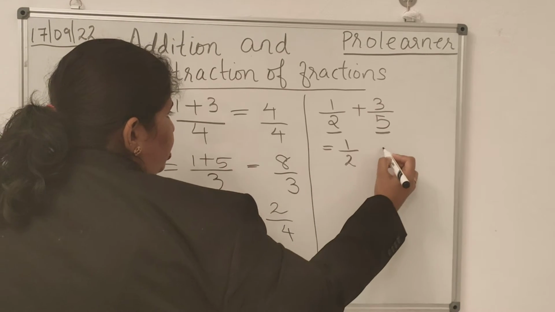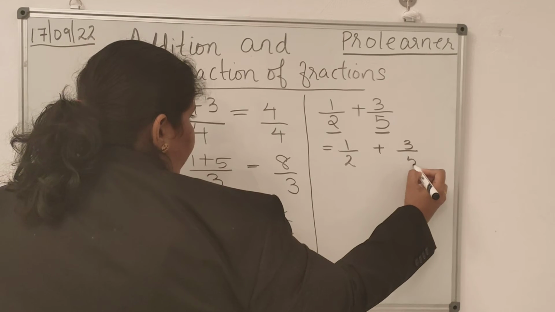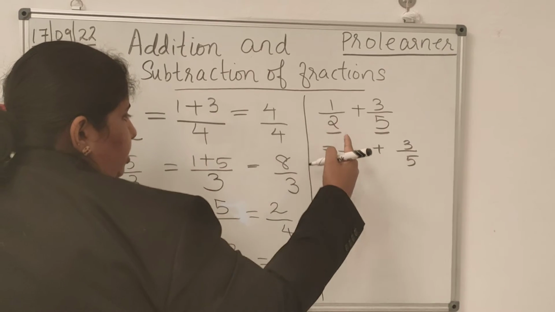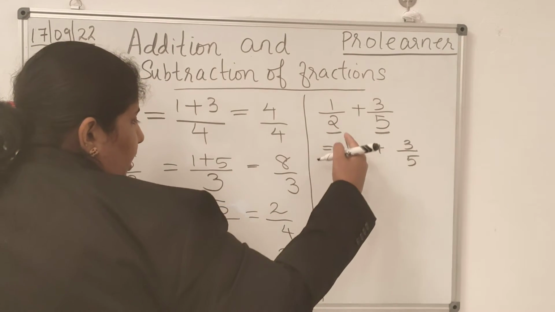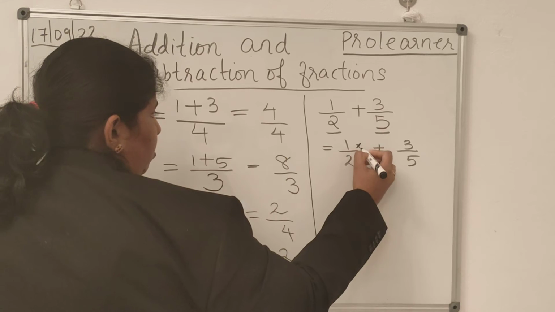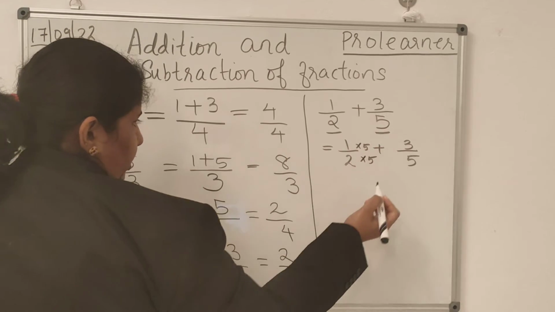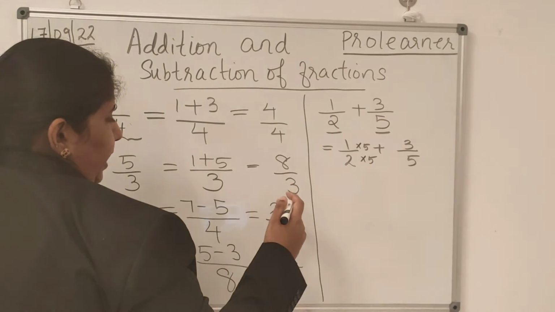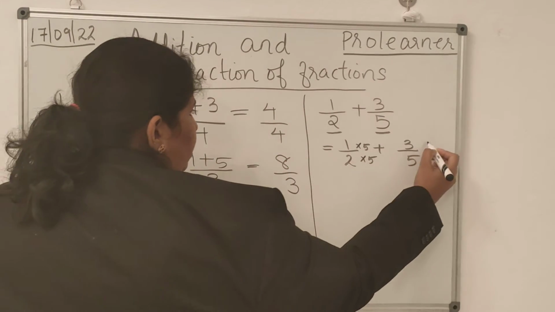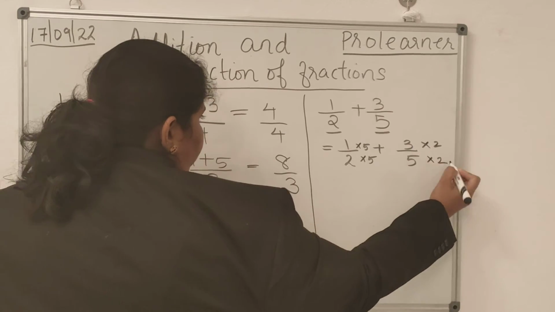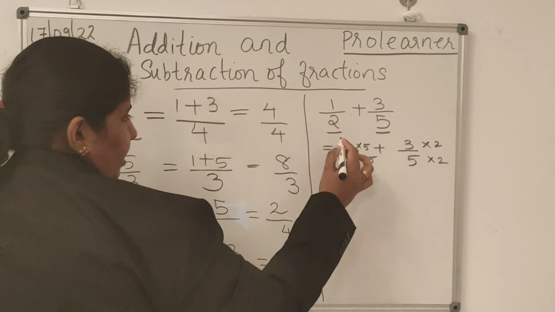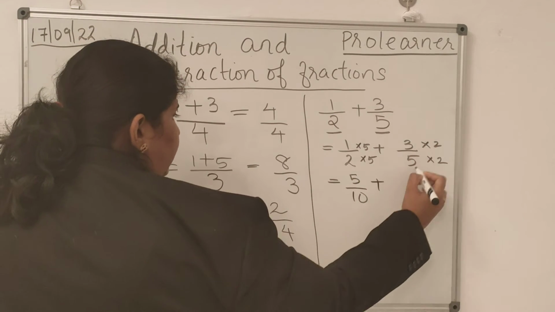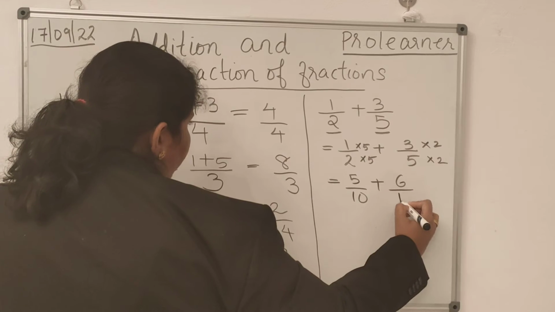So what we will do? This is the first fraction and this is the second fraction. For the first fraction, we will multiply the numerator and the denominator with the denominator of the second fraction. So multiplied by 5. Got it? Then for the second fraction, we will multiply it with the denominator of the first fraction. So it will be 2 and 2 here. Just multiply. 1 times 5 is 5. 2 times 5 is 10. Then plus 3 times 2 is 6. 5 times 2 is 10.